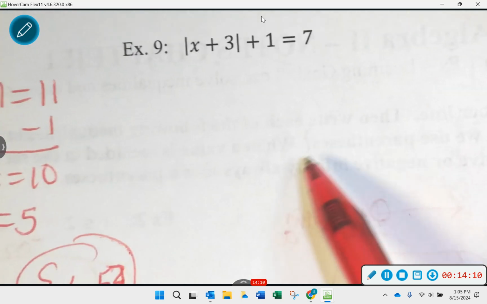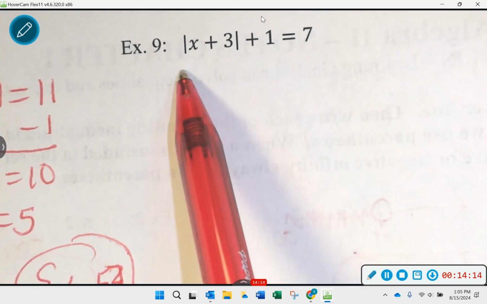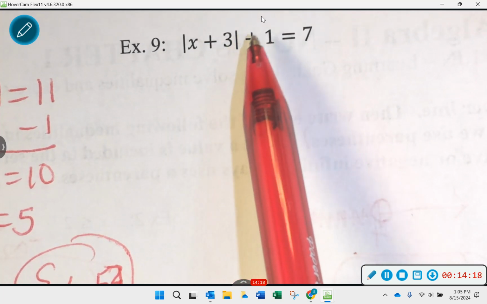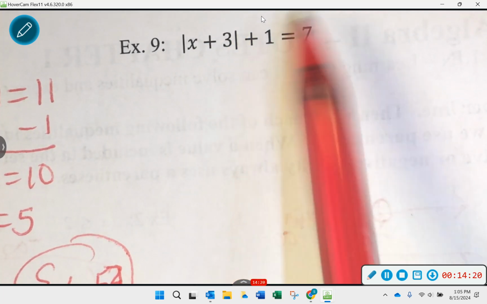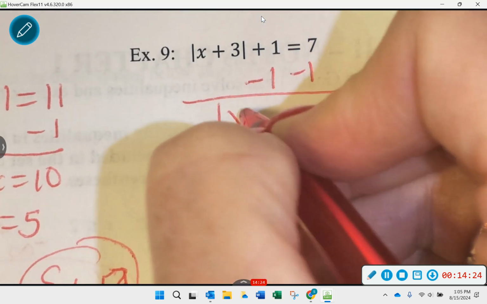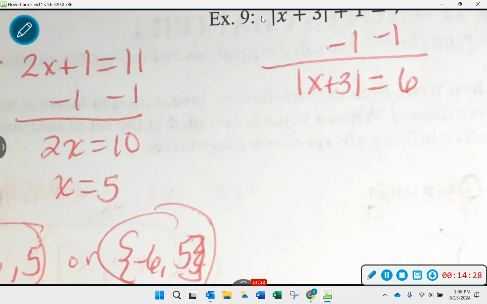Okay, example 9. Before we can even start this problem, we have to do something because I don't have just absolute value here like I need. So what am I going to have to do before I set it up? Yeah, you have to subtract 1 first. And once you've done that, now you can set it up and solve. So go ahead and do that on your own.